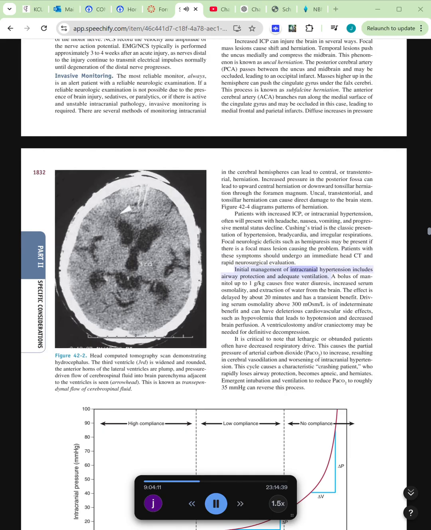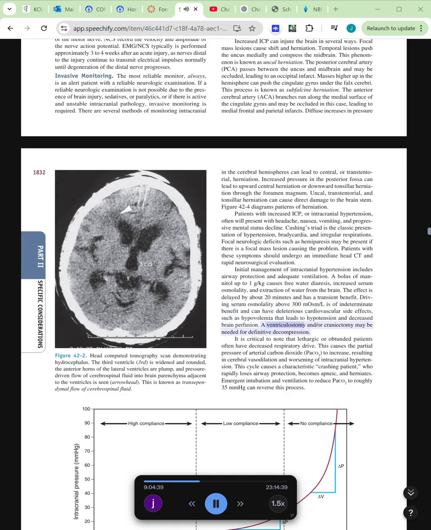Initial management of intracranial hypertension includes airway protection and adequate ventilation. A bolus of mannitol up to 1 gram per kg causes free water diuresis, increased serum osmolality, and extraction of water from the brain. The effect is delayed by about 20 minutes and has a transient benefit. Driving serum osmolality above 300 mosm is of indeterminate benefit and can have deleterious cardiovascular side effects, such as hypovolemia, that leads to hypotension and decreased brain perfusion.